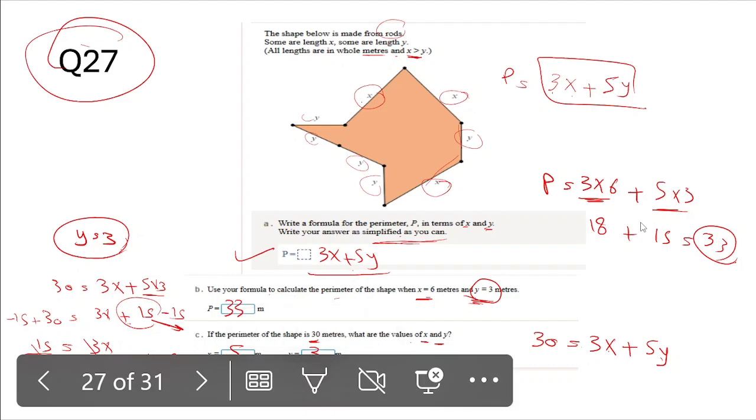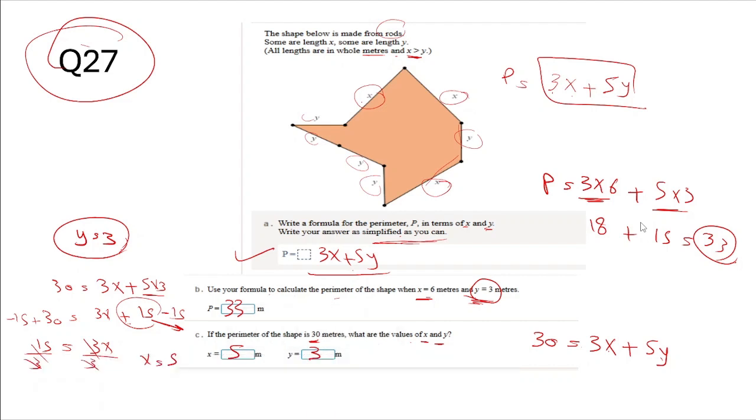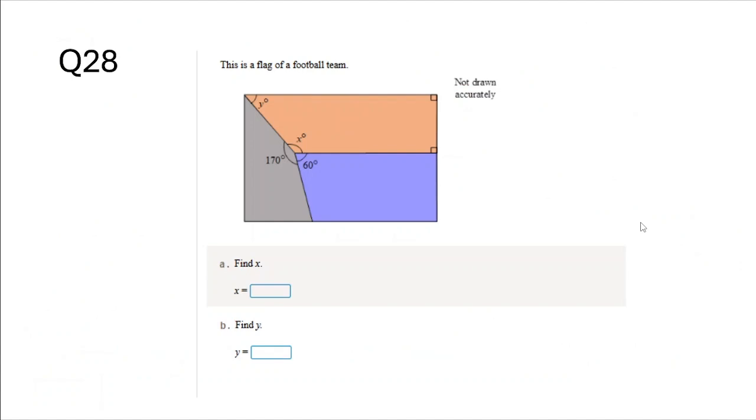Okay, so let's move to question number 28. It says that this is a flag of a football team. Question A is saying find x, and question B is find y. Okay, so this is the point.